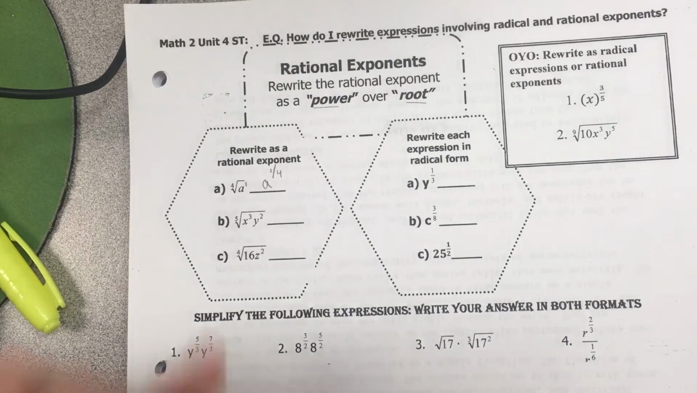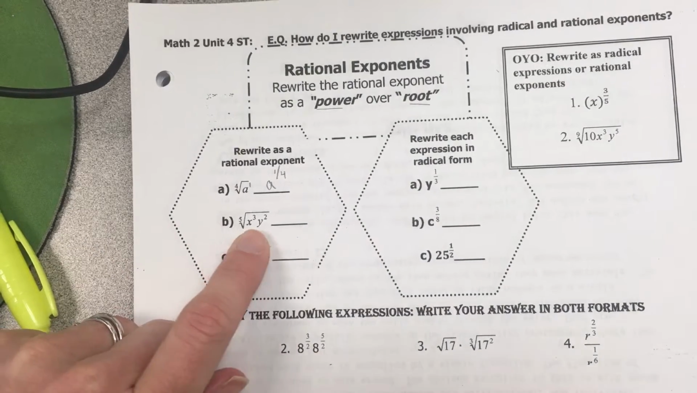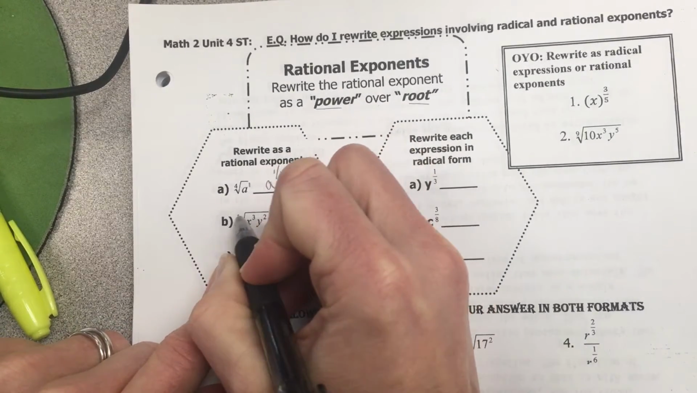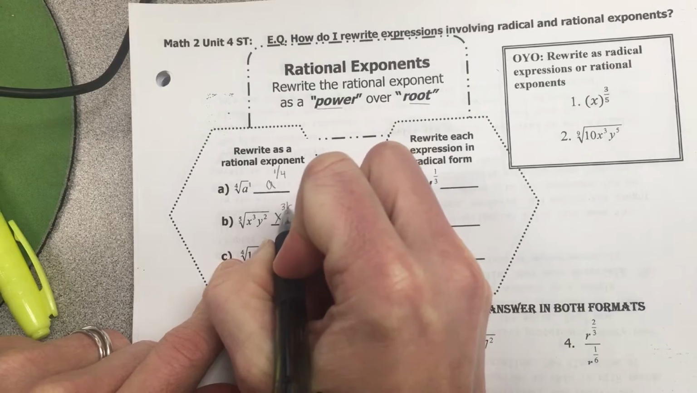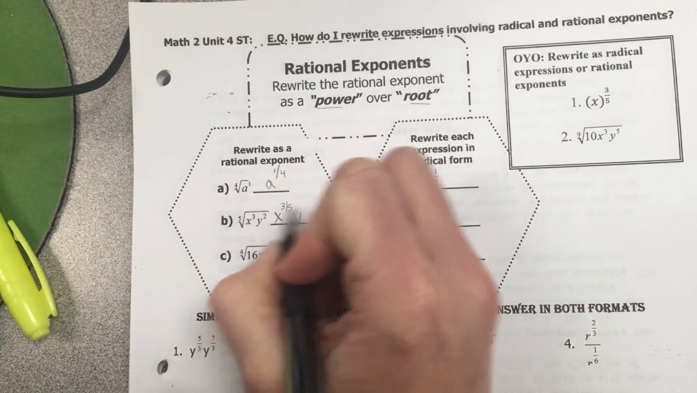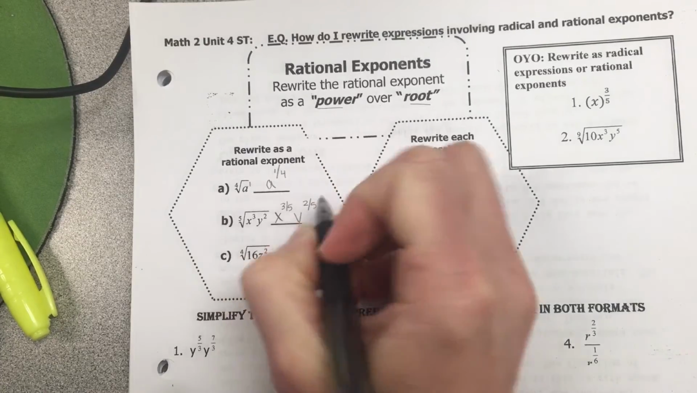All right, let's do another one. Here we're going to do the x and y separately. So this would be x, and you're going to do power over root. So 3 over 5. And then y to the 2 over 5, to this.